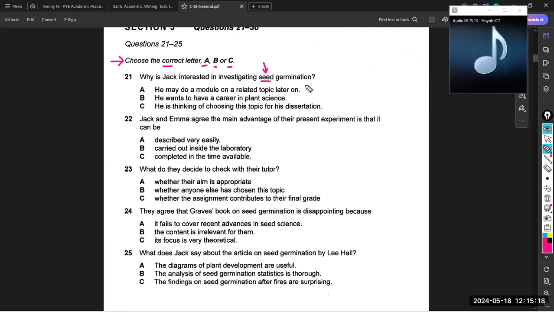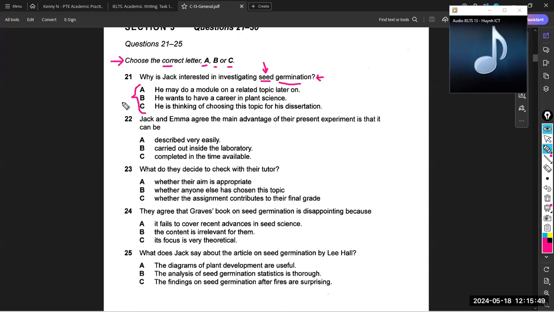I thought we could look at seed germination. Why is Jack interested in investigating seed germination? He's saying the answer: how a seed begins to grow. Okay. Any particular reason? Why, Jack?